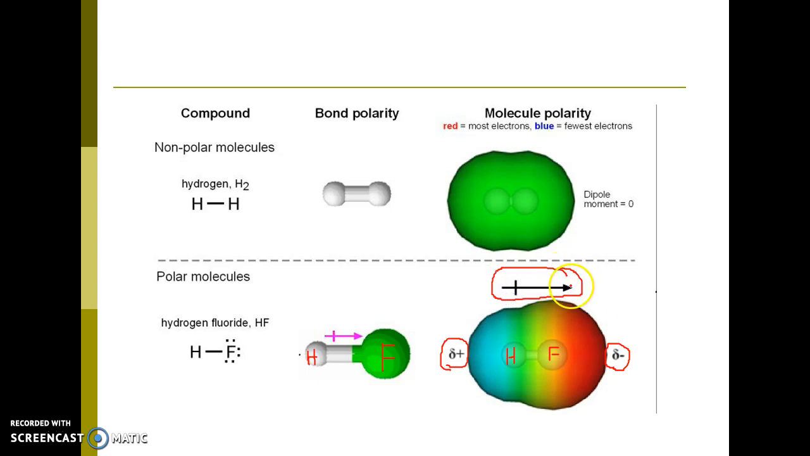This dipole arrow is going to point to the slightly negative end, and at this side we'll have the positive end of the molecule. It is called polar because we have a positive pole and a negative pole, versus nonpolar, where all the electrons are being shared equally, therefore there's no slightly negative or slightly positive side of the molecule.